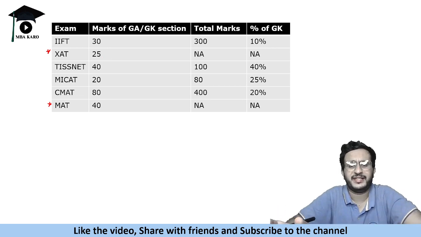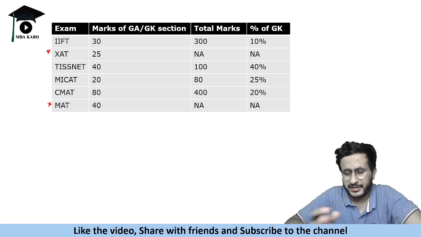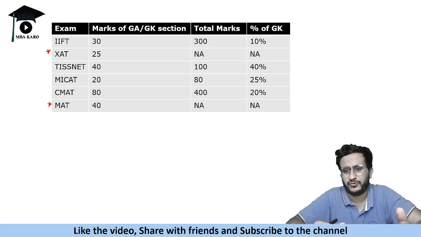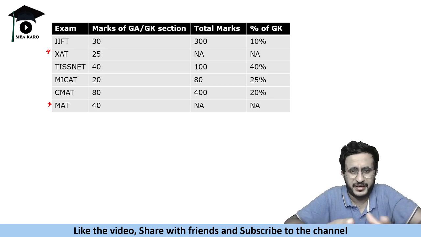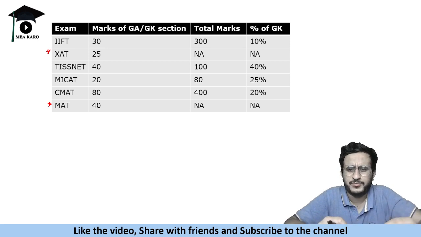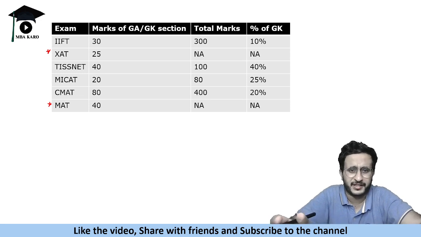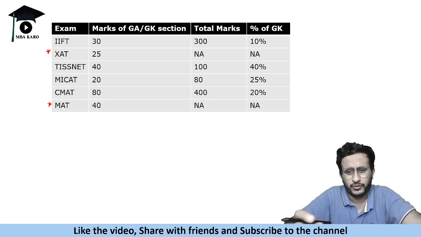For example, in XAT you get the percentile based on other sections, verbal ability, decision making, and quantitative aptitude, but not based on general awareness. However, you need to score something in general awareness. If you have a straight-away score of zero, maybe they might reject you. So you have to have some score, let us say 8 out of 25 or something, in order to get through, because they do not mention whether they have any cutoff, but it is good to have some score on the board.